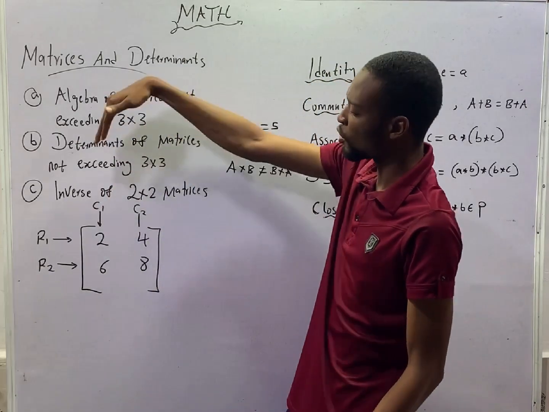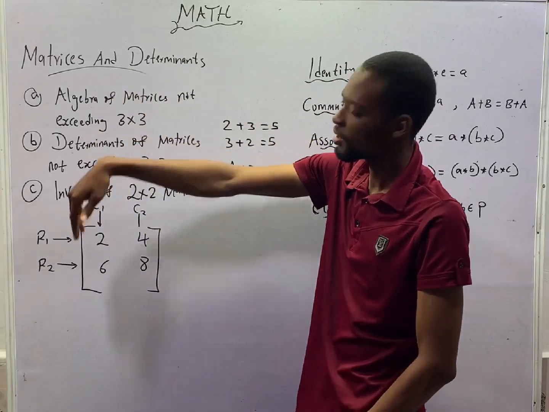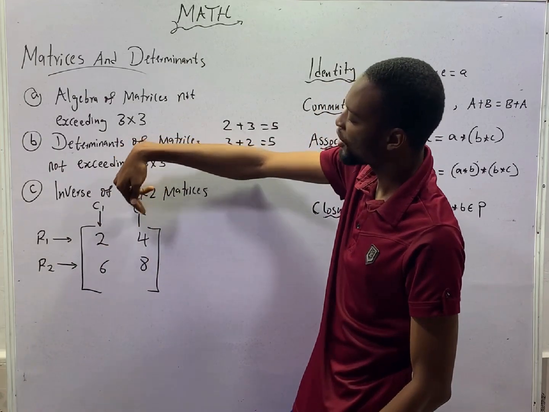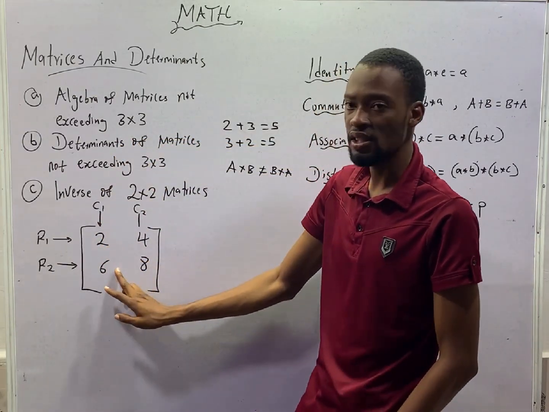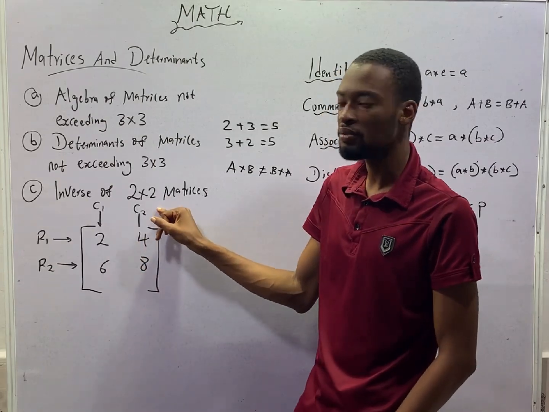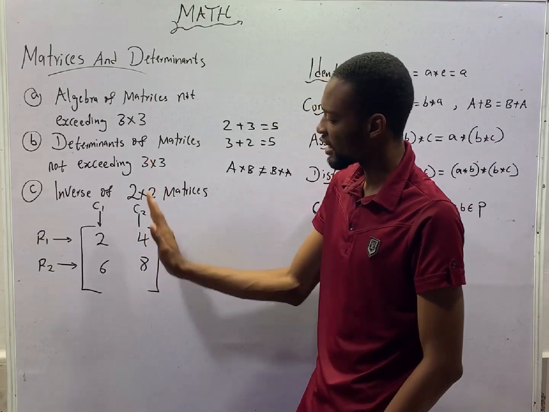Then if you are looking from the top, you are looking at the columns. This is column 1 and this is column 2. The members of column 1 are 2 and 6. And the members of column 2 are 4 and 8, like this.